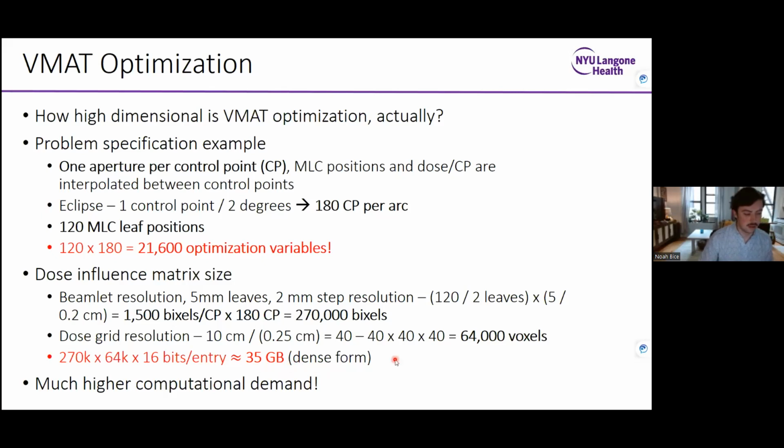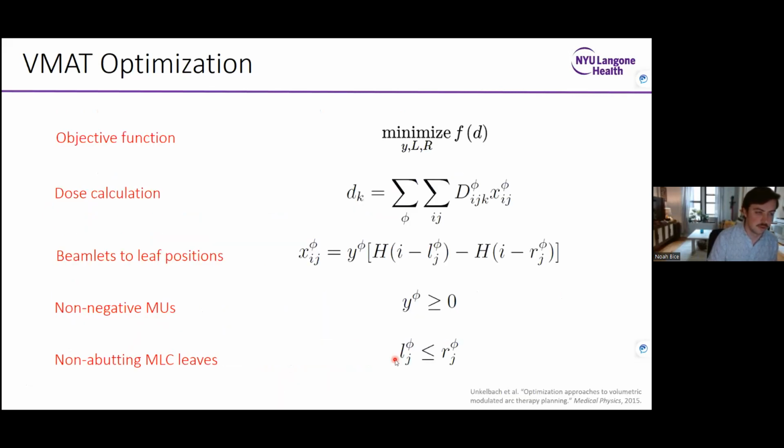So my point here is that with VMAT optimization, there's a reason that it came along a little bit later, and that's that there's a much higher computational demand in searching this massive space and storing a massive dose influence matrix.